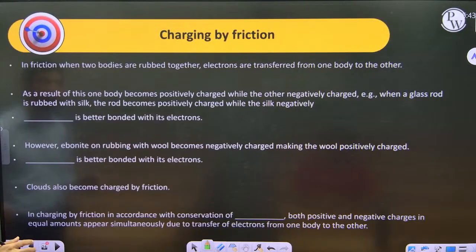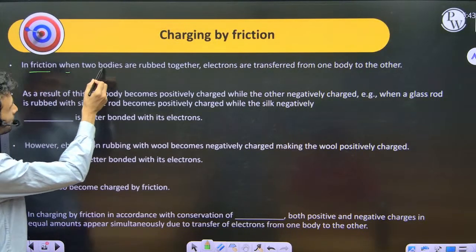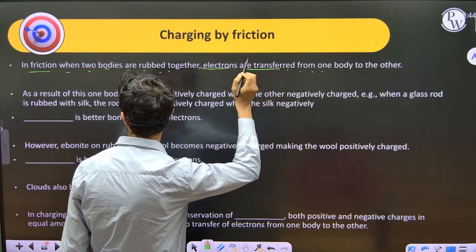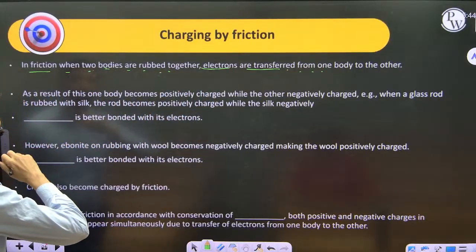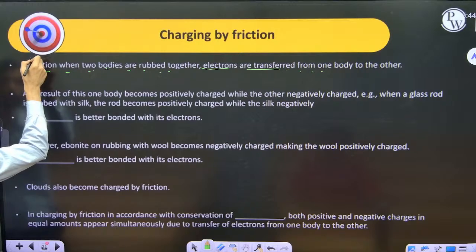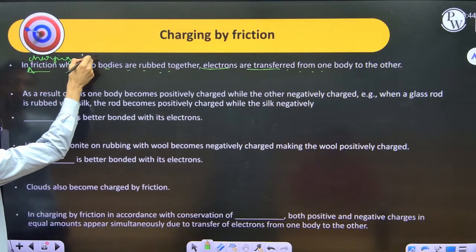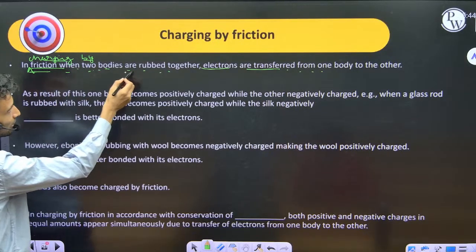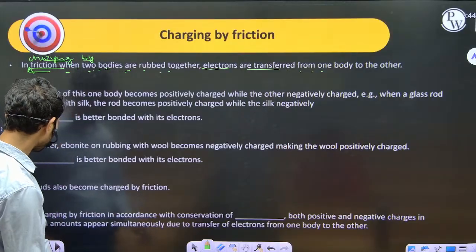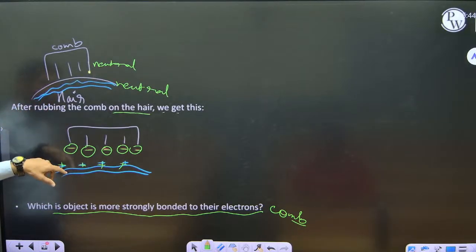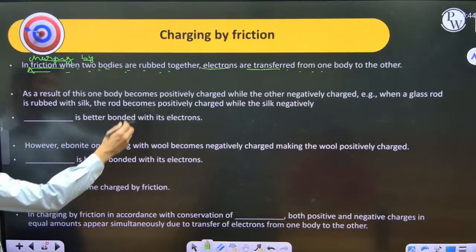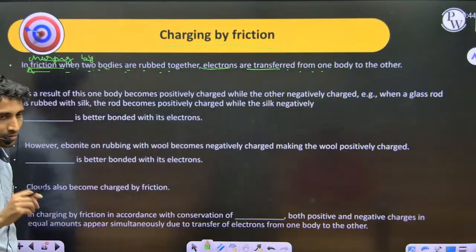Now, in charging by friction, when two bodies are rubbed together, electrons are transferred from one body to another body, like we saw here. When we rubbed two bodies, electrons got transferred from one body to another body, right? And that process is called charging by friction. Right?